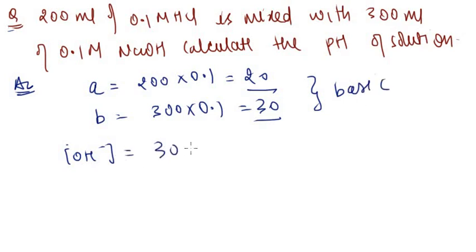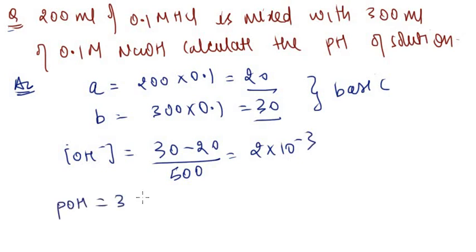So it will be 30 minus 20 over the total volume, which is 500 ml. So it is 2 into 10 to the power negative 2. POH comes out to be 3 minus log 2, that is 2.7. So pH comes out to be 11.3.